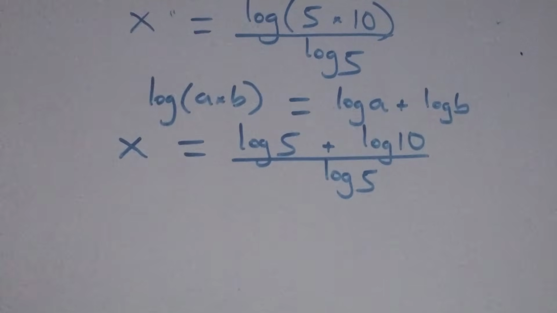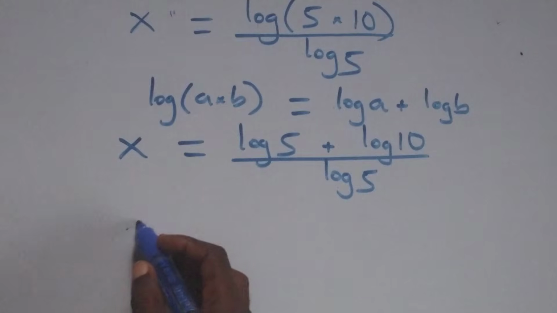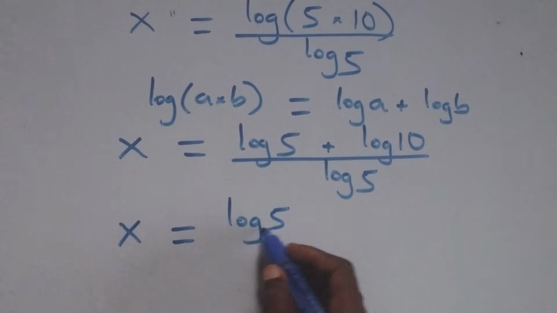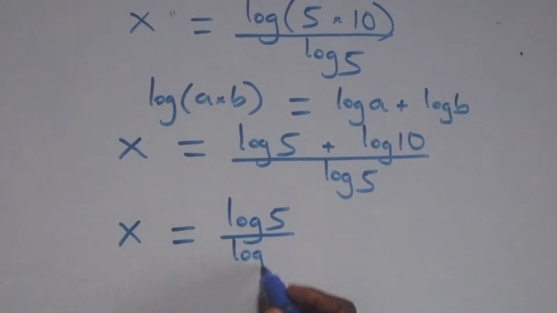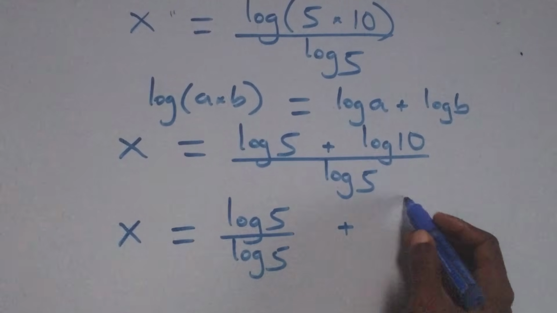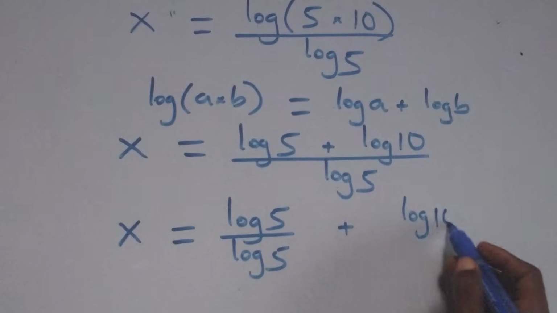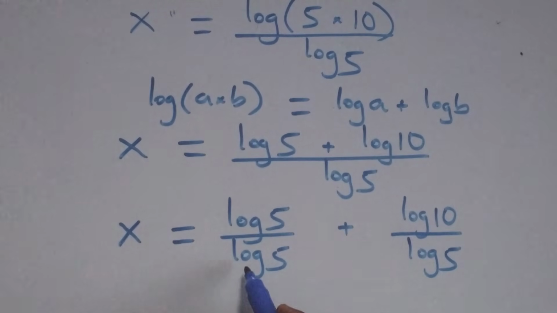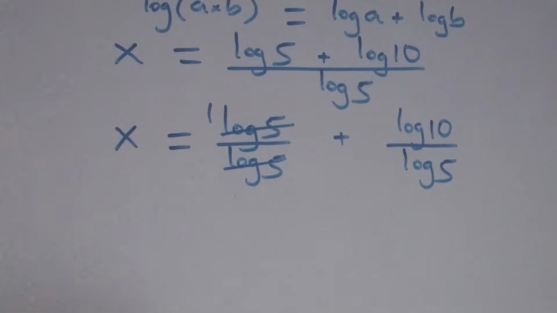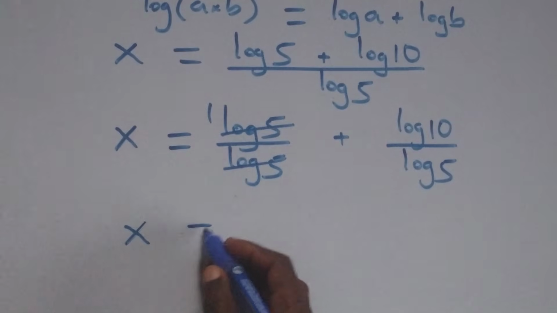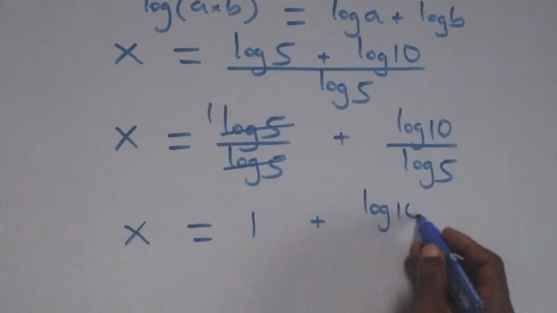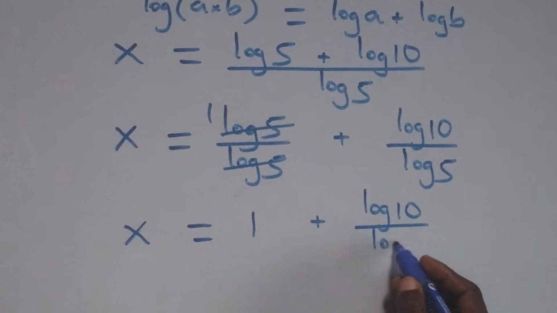So we separate this into two fractions, and we have x equals log 5 over log 5 plus log 10 over log 5. That is, log 5 cancel each other here. We have one left, which implies x equals 1 plus log 10 over log 5.